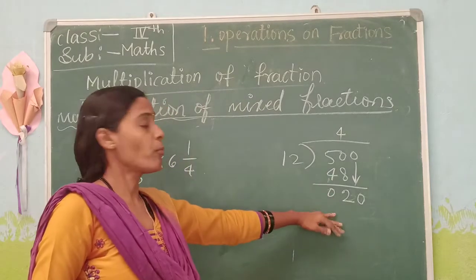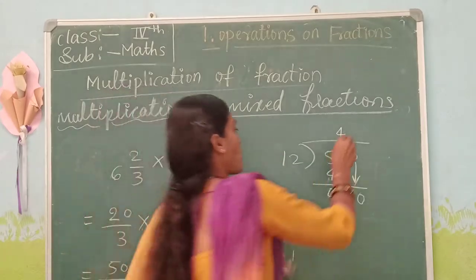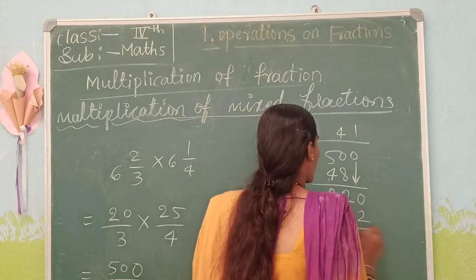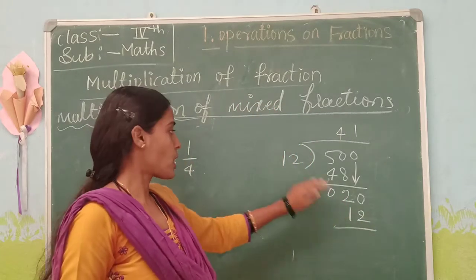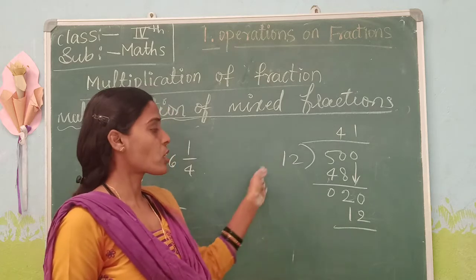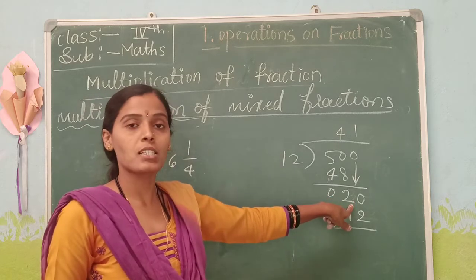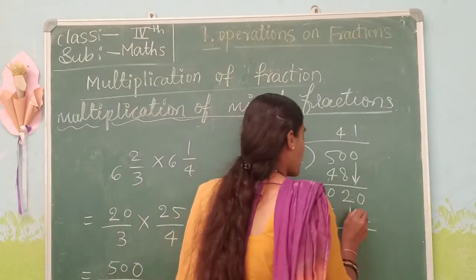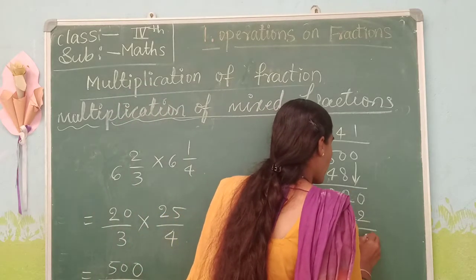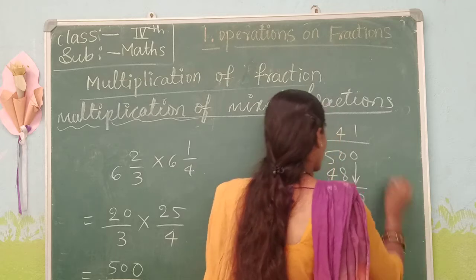Okay, now 20. 12 ones are 12, because 20 is closer to 12, which comes in the 12 table. 12 twos are 24. 20 is less than 24. Now 20 minus 12 is 8. So the remainder is 8.